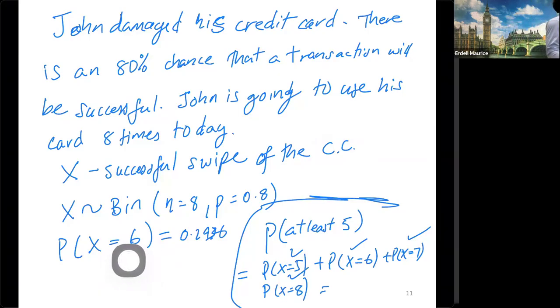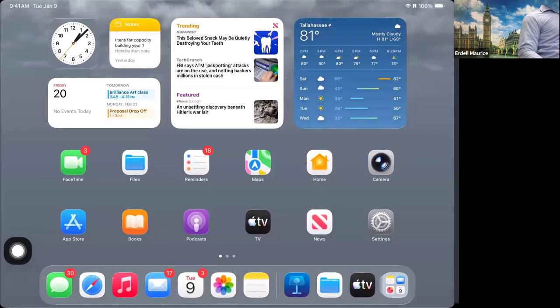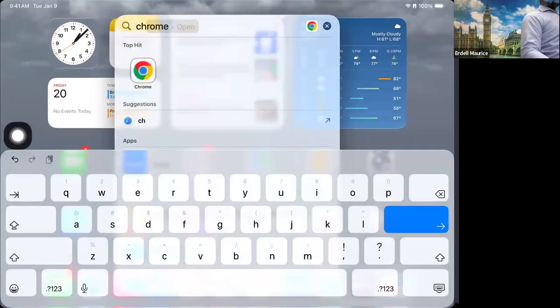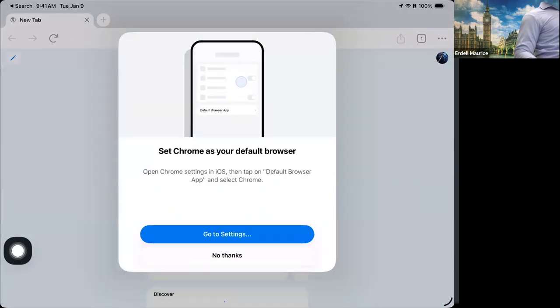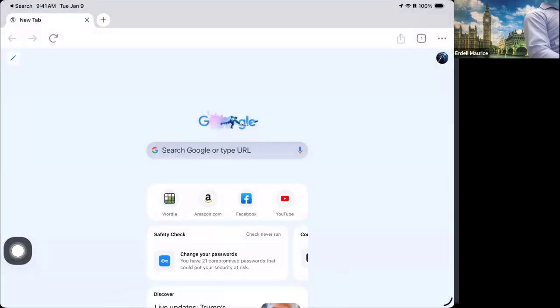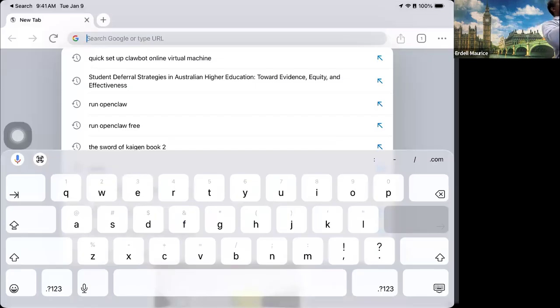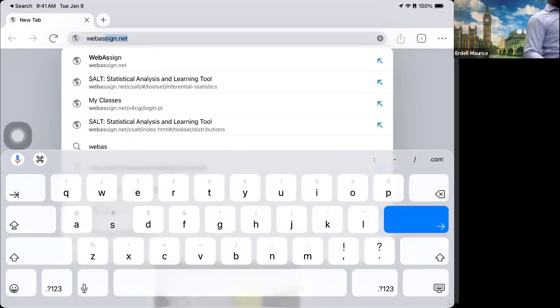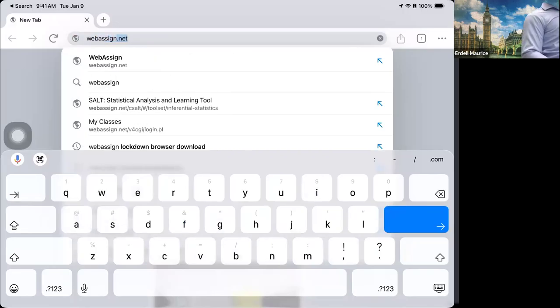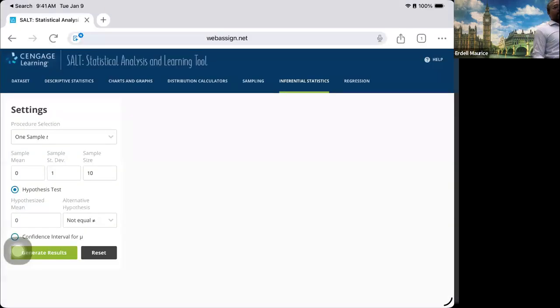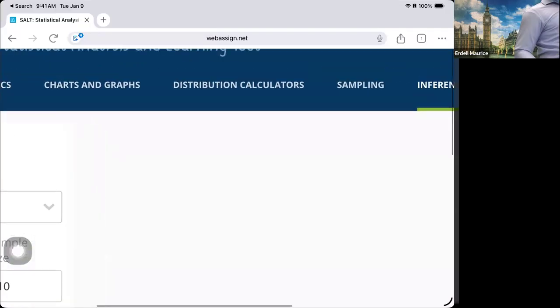Let's go ahead and get an answer to this question. To do so, we have to use this thing called SALT. Have you ever heard of SALT? If you go onto your Chrome browser, it works better in Chrome, and you Google SALT WebAssign. It's the one that you used on the test. It will pull up this lovely thing right here, SALT. But this time, we're going to distribution calculators.